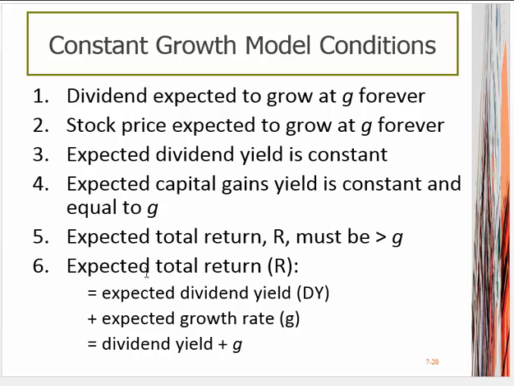So the expected total return for this company has to be greater than the growth rate of capital gains. We actually have a fairly nice formula: the expected dividend yield, DY, plus the expected growth rate of future dividends, g, is how you would calculate the total return of the stock. So if we have dividend yield plus growth, you can calculate the expected return on a stock. And the nice thing is the dividend yield and that growth rate are sometimes fairly easy to either calculate or find.